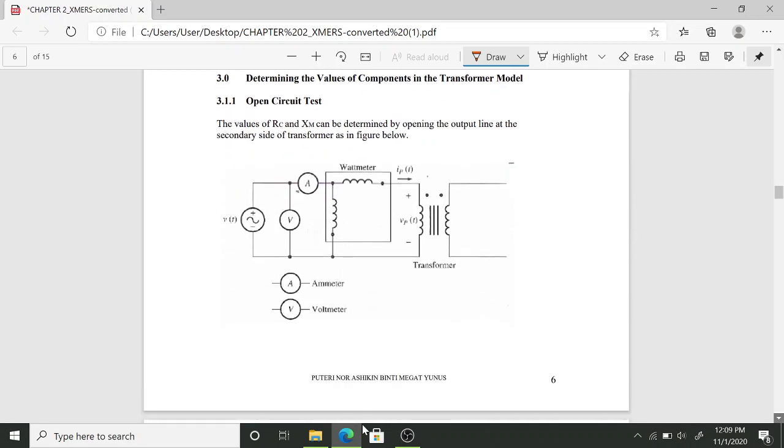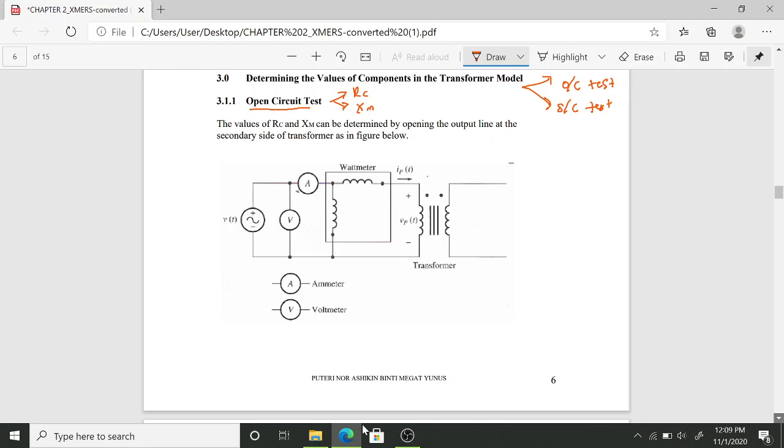3.0. Determine the value of components in the transformer model. There are two tests that you can do to find the value of the components. The first one is the open circuit test and then the short circuit test. For the open circuit test, you will get the values of RC and XM.